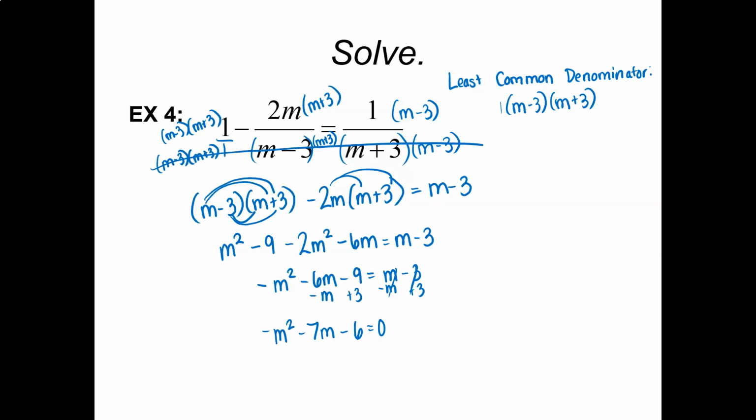I could think about this as moving everything over to the right-hand side, whichever way you want to think about it. But it's much easier to factor if you don't have a negative with your x squared. I could have moved everything to the right-hand side to begin with if I wanted. So I got m squared plus 7m plus 6 equals 0.